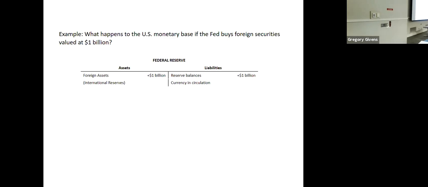How does the Fed pay for those foreign assets, those international reserves? By crediting the reserve account of the counterparty that it's transacting with, probably a big bank or some other dealer that owns government bonds directly. And so it places those reserve balances directly in that institution's reserve account. And what happens to the monetary base as a result? Santiago?